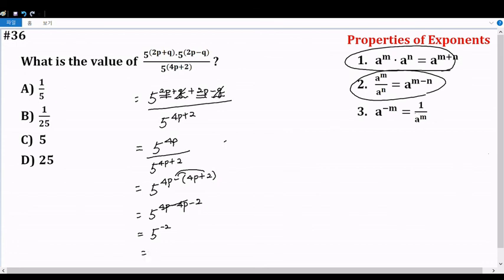And we use the third property. Since we have the negative exponent, we put 1 over to make the exponent positive. So we put 1 over 5 squared. 5 squared is equal to 25. So we have 1 over 25. So the answer is B.